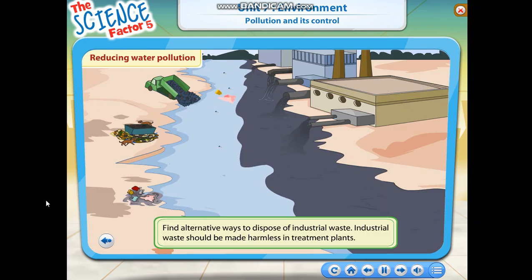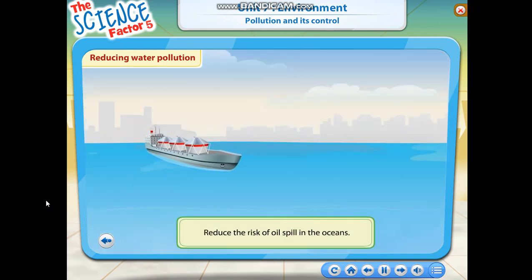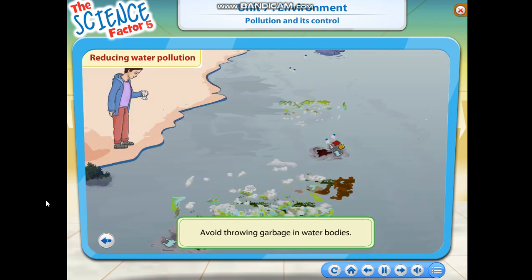Water pollution can be reduced a lot if industries and factories find an alternative way to dispose of their waste instead of dumping it into water bodies. If we reduce our requirement of petroleum, then there would be lesser requirement for oil tankers to sail around the world. This will indirectly reduce the risks of oil spills in the oceans. On a personal level, we should avoid throwing garbage in drains, rivers, and lakes.